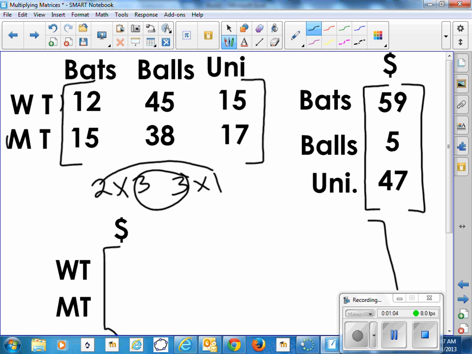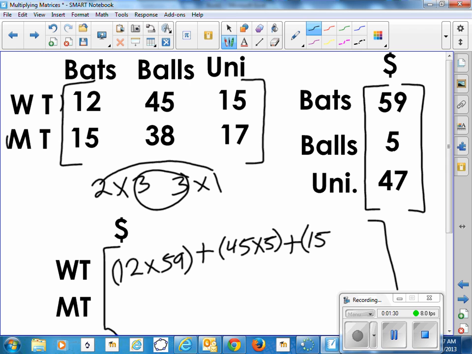So I start in the upper left of the women's, and I have 12 bats, and I'm multiplying times $59 each, and then I'm going to add the cost of 45 balls at $5 each, add that to 15 uniforms at $47 each.